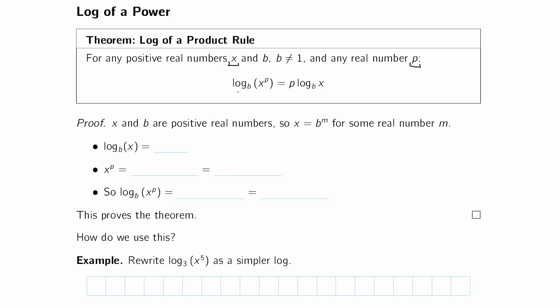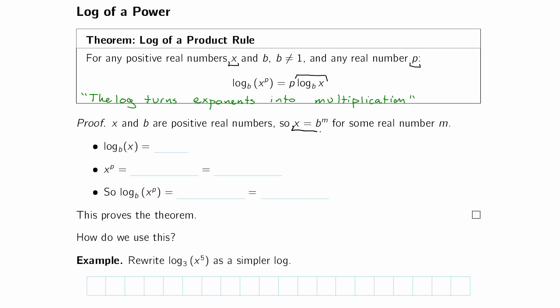And what this log rule says is, if we have a log of x to some power, that's the same as taking the power times the log of x. We can describe this as the log turns exponents into multiplication. So we only have an x, right? Our final log here, there's only one log in our final expression.